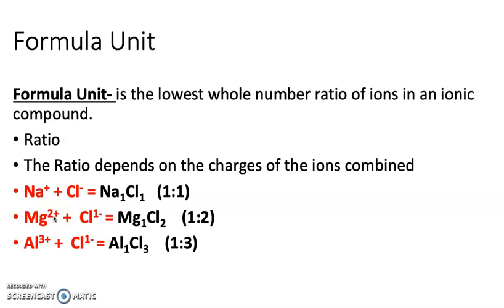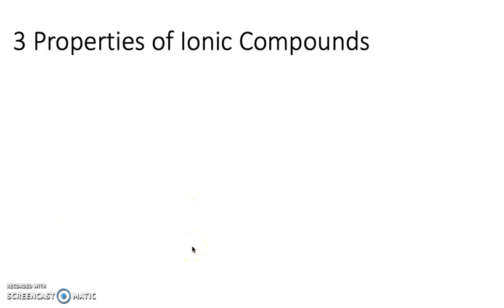All right. Now, Al 3+ and Cl -1. Cl has a -1, so with the 3+, you need 3 of the 1- to make it neutral. So these are the ratios here: 1 to 1, 1 to 2, 1 to 3 to make a neutral compound.